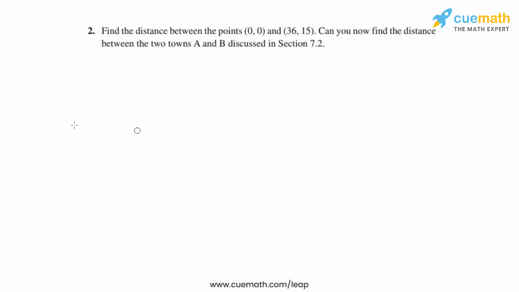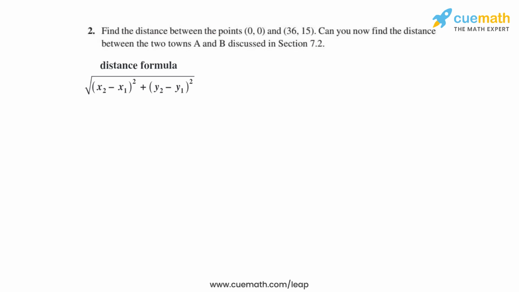In the second question, it says find the distance between the points 0, 0 and 36, 15. Then can you now find the distance between the two towns A and B discussed in section 7.2. So before we do this second part, let's find the distance between 0, 0 and 36, 15. To do that, we have to use the distance formula again.